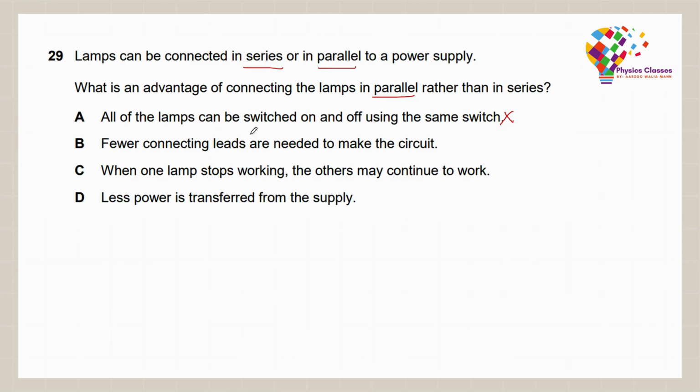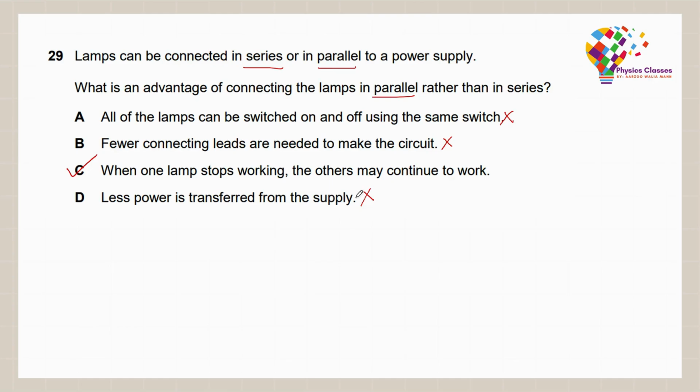When one lamp stops working, the others may continue to work. This is how parallel circuits work, and this is a very big advantage. Therefore, option C is correct. Now, less power is transferred from the supply. This has nothing to do with the power. So option D is also wrong. Only option C is the correct answer.